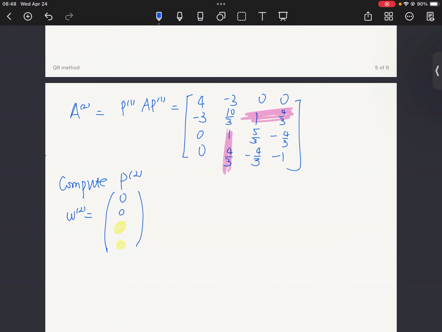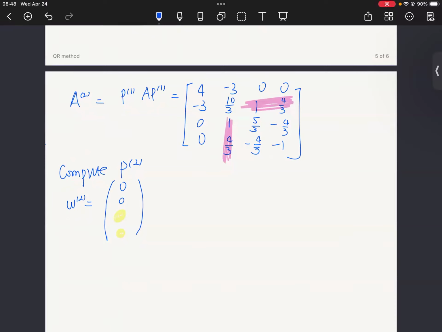Now we need to compute the side product. The side product, you will see it should be alpha equals the sign of A32, and it's from the matrix A2. And where is the A32?